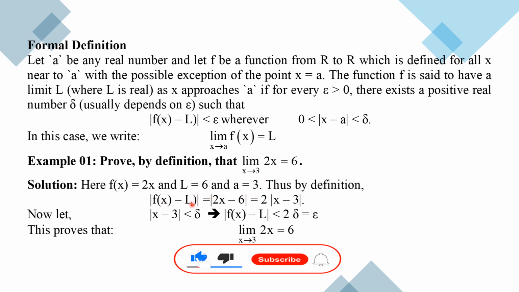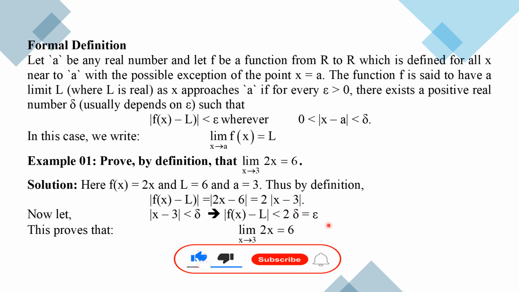So |f(x) − L| = |2x − 6|. Here 2 is common, so we have 2|x − 3|. By definition we already have |x − 3| < delta. Delta is any positive number but depends on epsilon. So applying this, since |x − 3| < delta, we get |f(x) − L| < 2 delta.